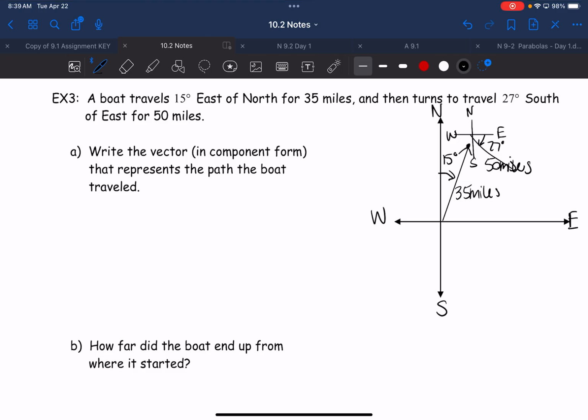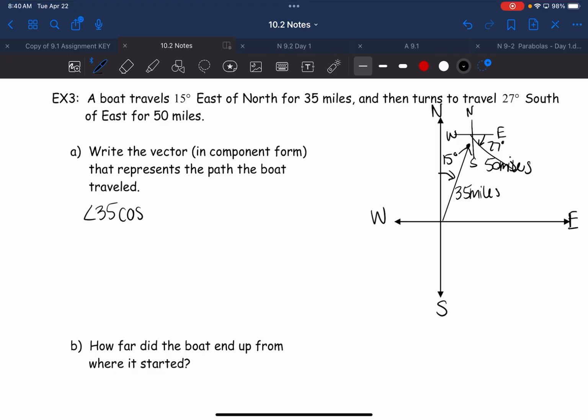All right, it says to write the vector in component form that represents the path of the boat. So I'm going to write this just like they gave us for our formula on the front page in that little box there. All right, so for our first vector, we went 35 miles. So that's what I'll put in front. 35 miles times cosine of theta.